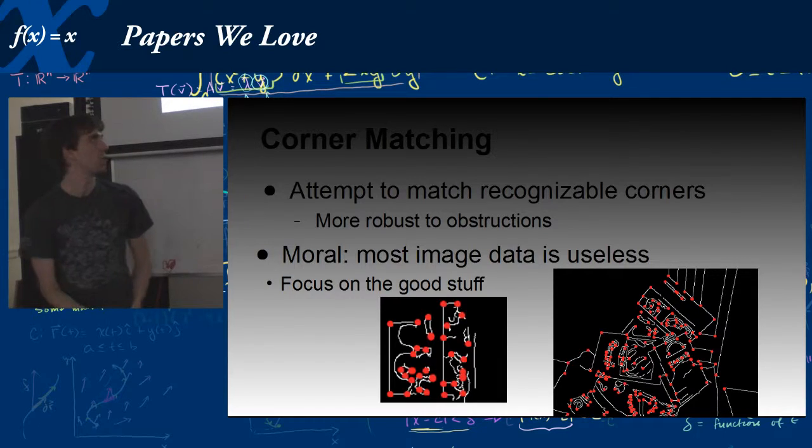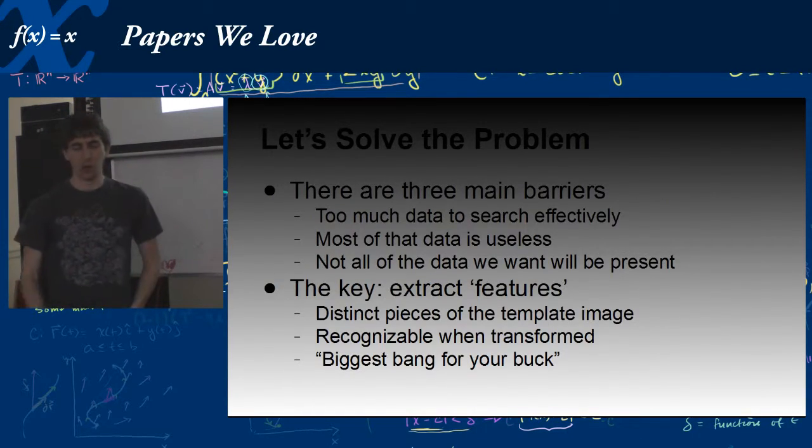And the moral of the story here is that most of the data in the image is useless. What we want to do is focus on the important bits of the images. When it comes to processing images in this way, less tends to be more. So let's solve the problem. We have three main barriers. There's too much data, most of it is useless, and the useful stuff, some of it might be missing. So how are we going to do this?